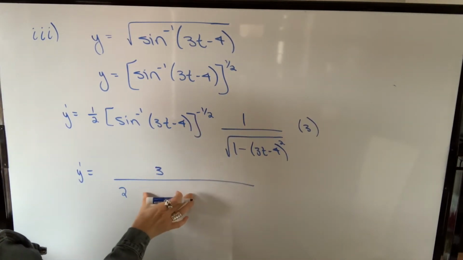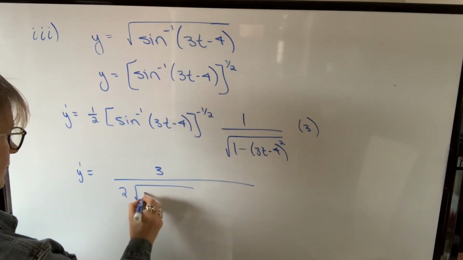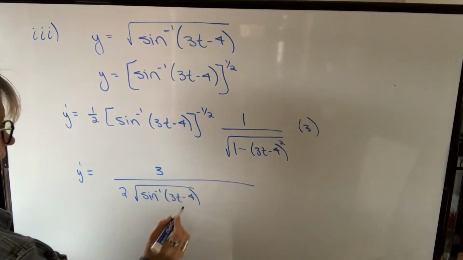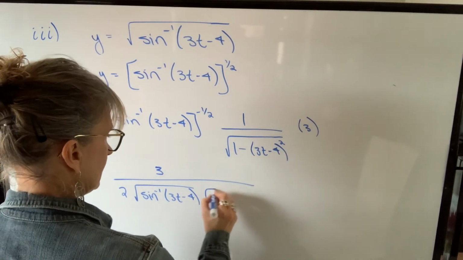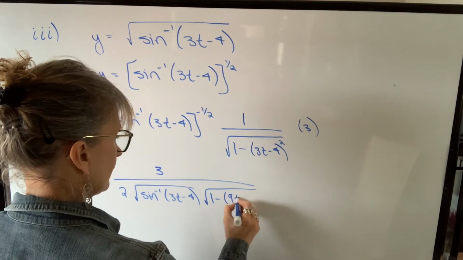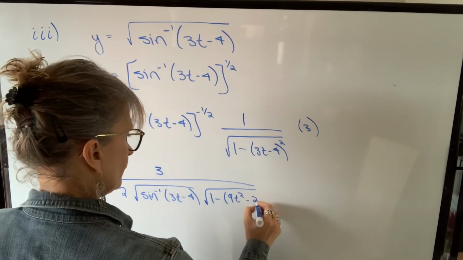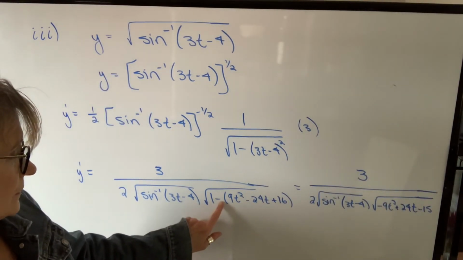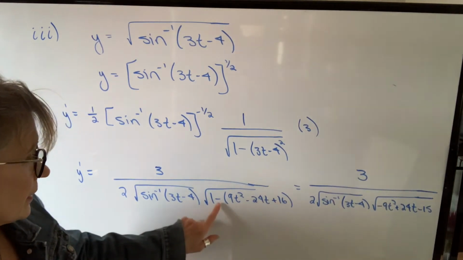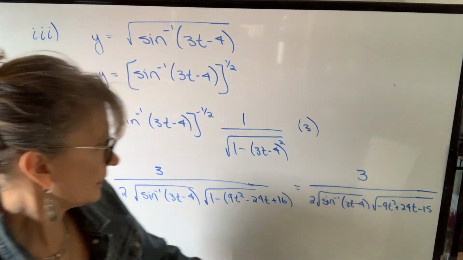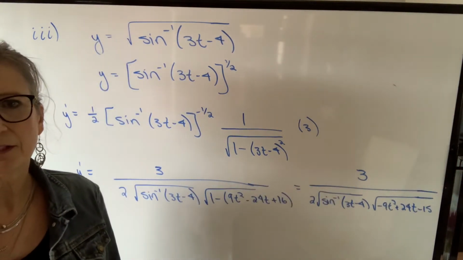Now, when I move this down to the denominator, it becomes positive 1/2, but I'm going to switch that to a square root, just so there's no confusion with the exponent thing. This stays in the denominator, but I need to simplify it, so it's going to be 1 minus, when I FOIL this out, it will be 9t squared minus 24t plus 16. Once I just distribute that negative and combine my like terms, I'm going to get -9t squared plus 24t minus 15. So it's just a matter of simplifying and cleaning it up.